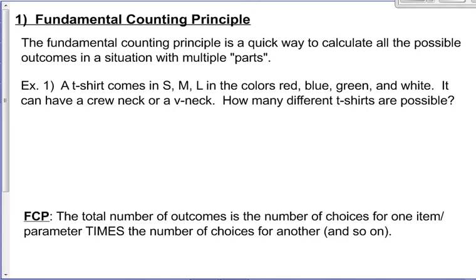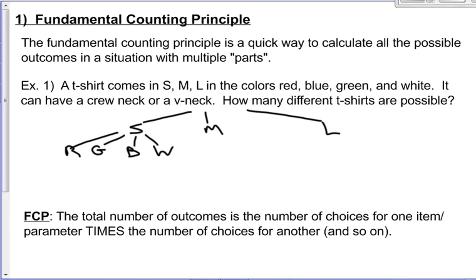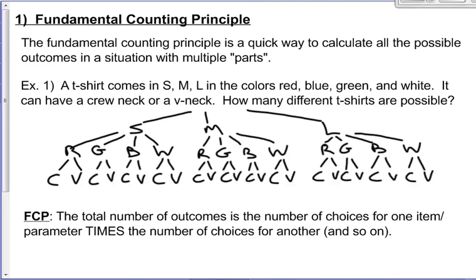Well, we could list them all out, right? We could say, oh, it could be small, medium, or it could be large. And if it's small, it could be red, green, blue, or white. Okay, and that could be the same way for the other one. And even if it's small and red, it could have a crew neck or v-neck. And getting them all to pop up like that, we can see that there are in fact 24 different options. But it's pretty painful to write them out, that there's small red crew, small red v, small green crew, etc.